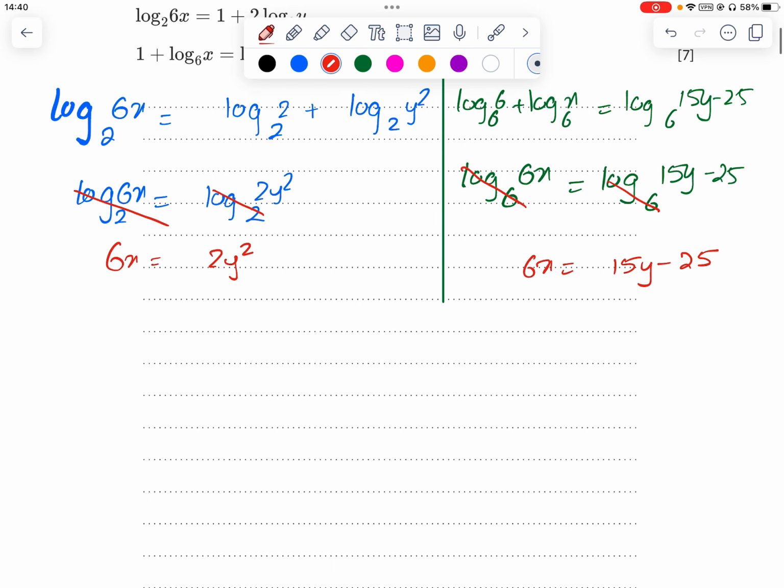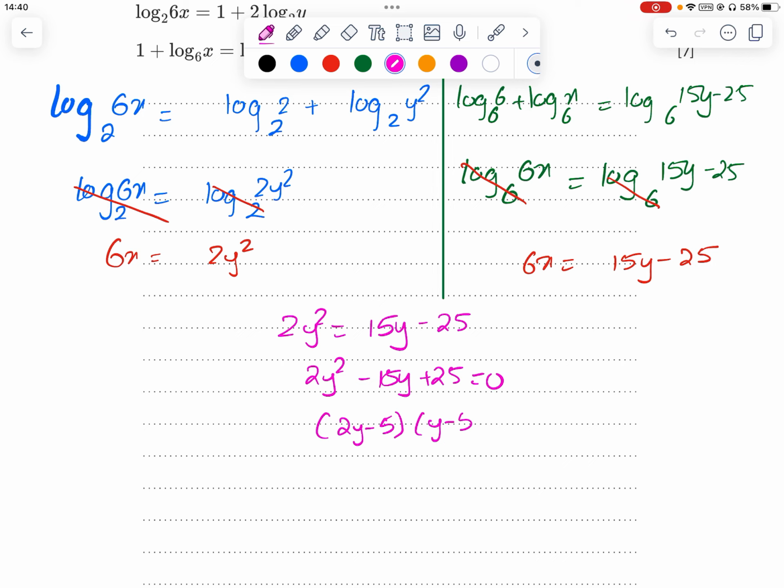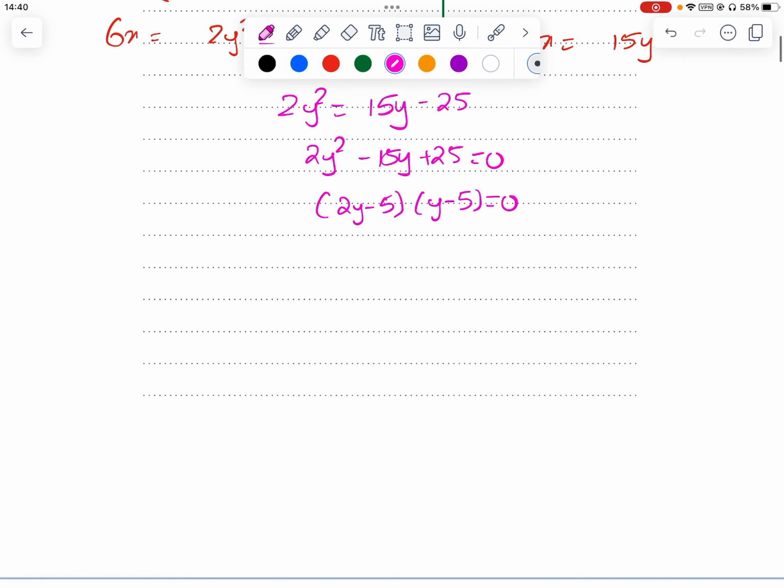We can clearly see that both are 6x. So what does that become? 2y squared equals 15y minus 25. Then you get a quadratic: 2y squared minus 15y plus 25 equals 0. Factorize it: (2y minus 5) times (y minus 5) equals 0. So we get either y equals 5 upon 2 or y equals 5.